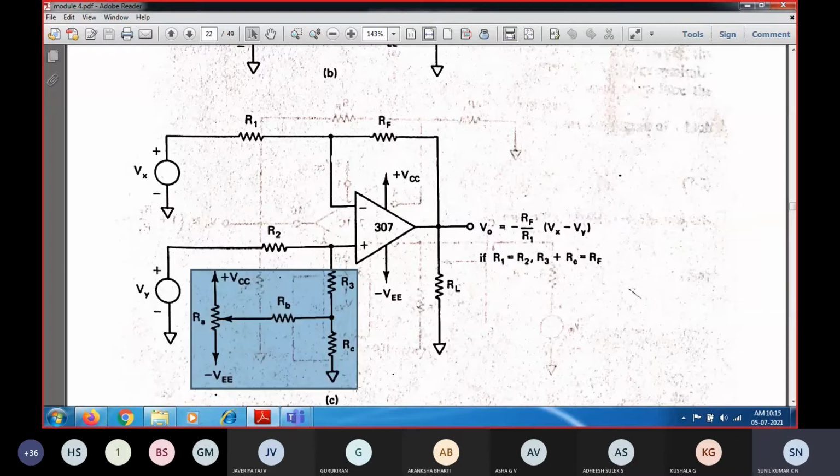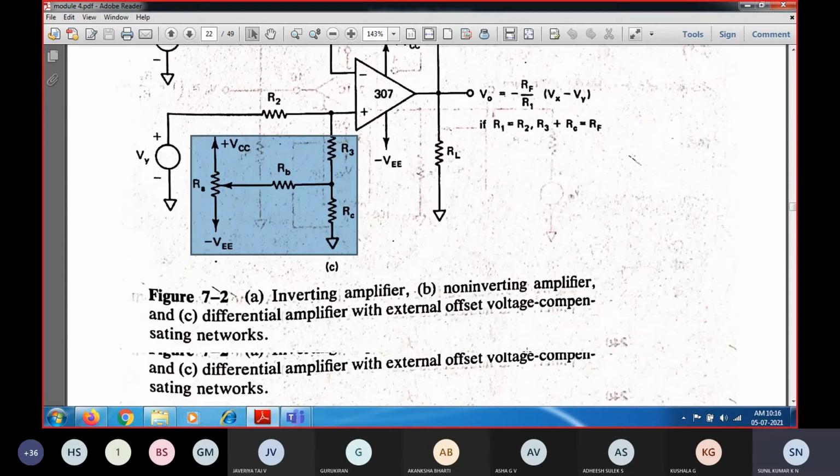This is nothing but a voltage compensating network. In this way, you are going to nullify the offset voltage or offset current which are going to be present in the operational amplifier. So this is the voltage compensating network.